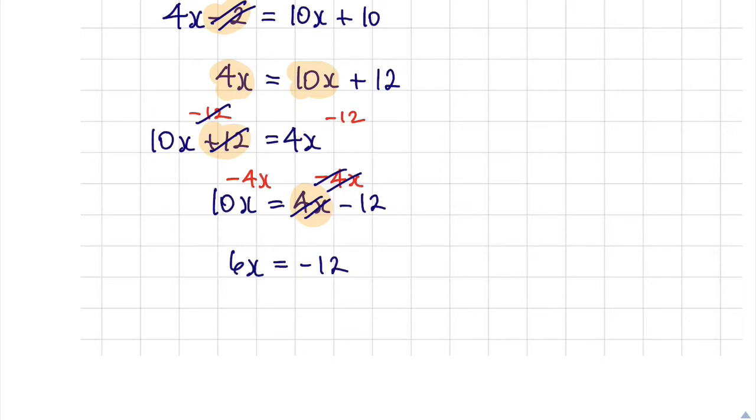Now, the last thing I need to do is to deal with this 6 here, and that's 6 multiplied by x, so I have to do the inverse, the opposite, so that's divide by 6, and over here I'll also be dividing by 6. So the 6's will cancel here, leaving me with x, and on the right-hand side I'll have -12 divided by 6. Well, 12 divided by 6 is just 2. I've got the negative, so it's -2.